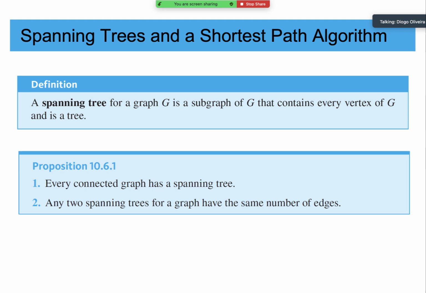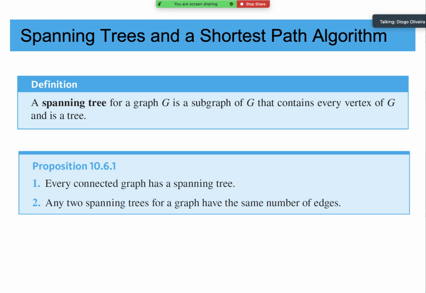And you're going to see that it's actually pretty simple, okay? A spanning tree for a graph G is a subgraph of G that contains every vertex of G and is a tree. So again, if you have a graph G, of all the possible subgraphs that you can assemble from that graph G, that subgraph must contain every vertex, okay? And it is also a tree. By saying that it's also a tree, we must remember that we cannot have circuits in a graph. So it's got to be a connected graph, and it cannot have circuits, right? Then you're going to have a spanning tree.